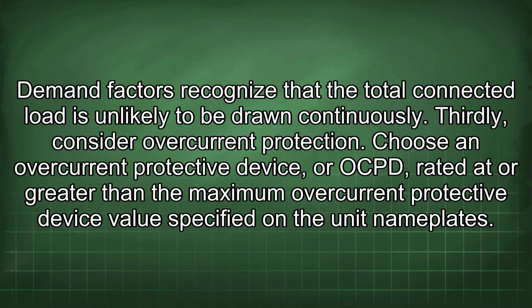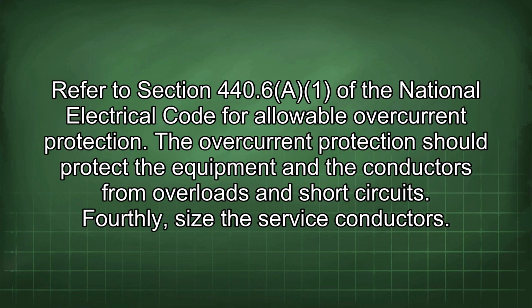Thirdly, consider overcurrent protection. Choose an overcurrent protective device, or OCPD, rated at or greater than the maximum overcurrent protective device value specified in the unit nameplates. Refer to Section 440.6a of the National Electrical Code for allowable overcurrent protection. The overcurrent protection should protect the equipment and the conductors from overloads and short circuits.